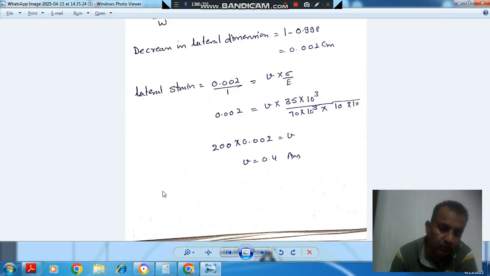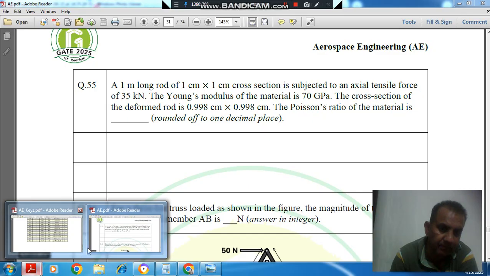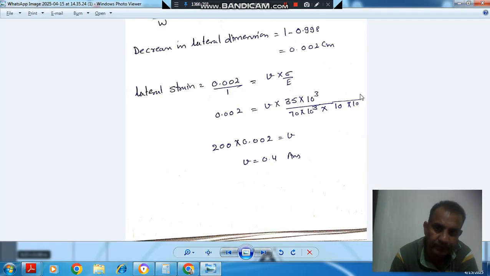As there is only one load applied, that is 35 kilonewton, that load will cause the decrease in dimension. So as it is in the lateral direction, the lateral strain will be mu into sigma by E. Here sigma is the stress caused by load. So stress caused by load is 35 into 10 power 3 Newton, and area is 1 centimeter by 1 centimeter, and in mm it will be 10 into 10.